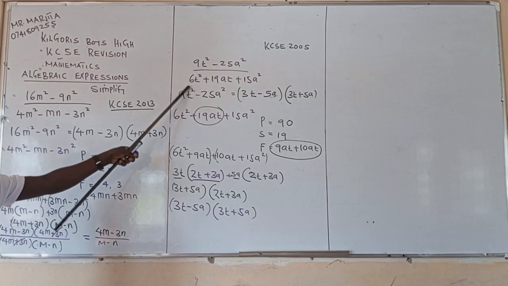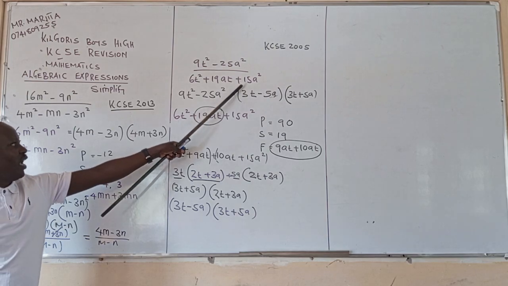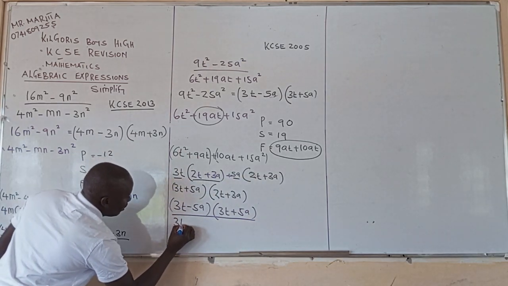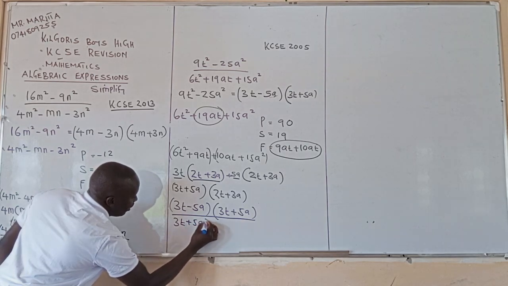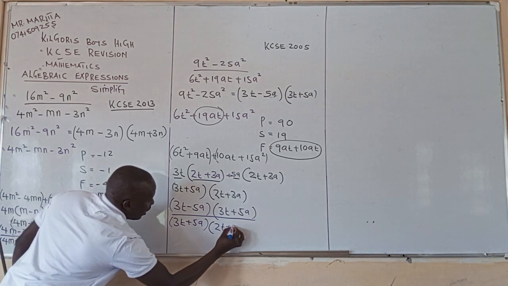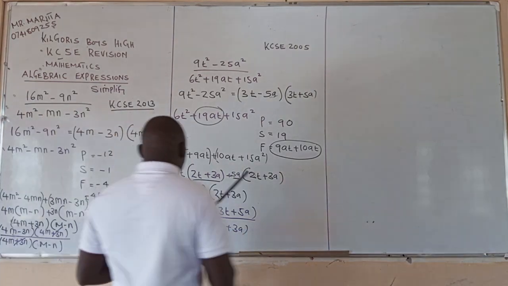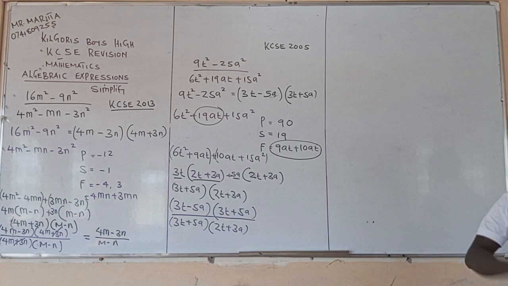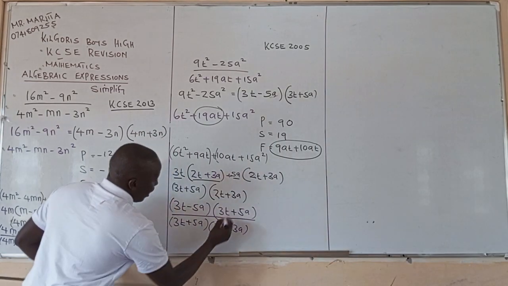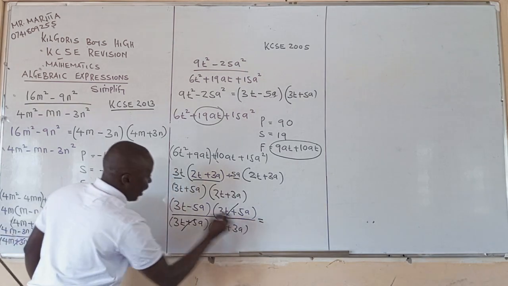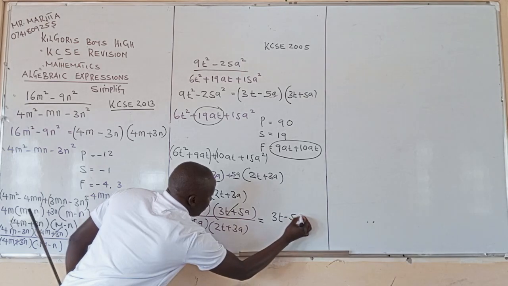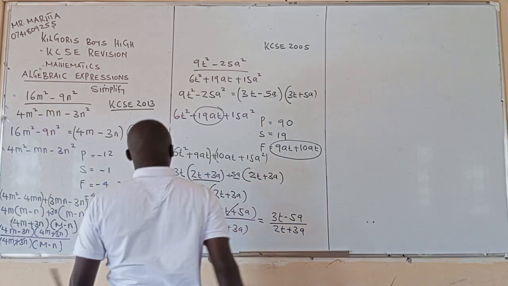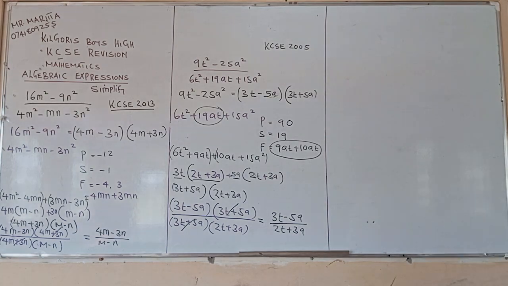Then what we have from 6t squared plus 19at plus 15a squared, we divide this one by, we factor it as 3t plus 5a, then 2t plus 3a. So what you can see here is that we have 3t plus 5a, and here we have 3t plus 5a. You just cancel them out. So this one will cancel with this, and then our final answer will be 3t minus 5a, then you divide by 2t plus 3a. That is the simplification of this expression, and this one is the final answer.